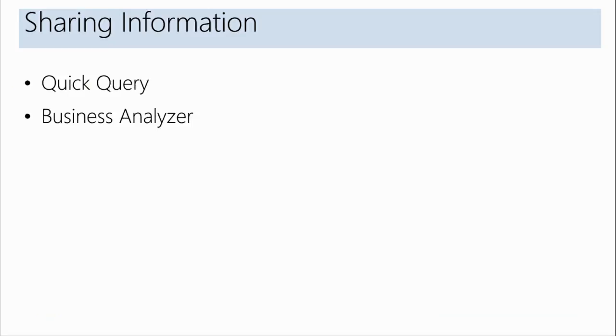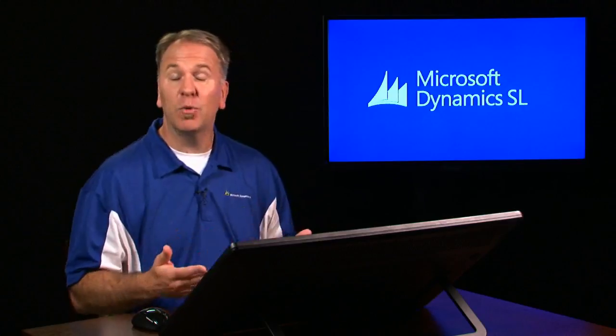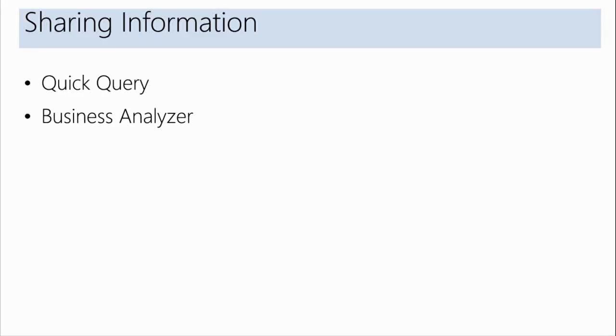Now, another area around Microsoft Dynamics SL is how do we allow you to share information? So, of course, we've got screens inside of Dynamics SL that we can make sure the people who need them can get access rights to them. But you might say, you know what, I'm not really interested in pushing data outside, and how do I share information with other people inside my company? We'll talk real briefly about just two of the options that you have inside of Microsoft Dynamics SL. So the two that we're going to talk about here are our Quick Query and our Business Analyzer feature.